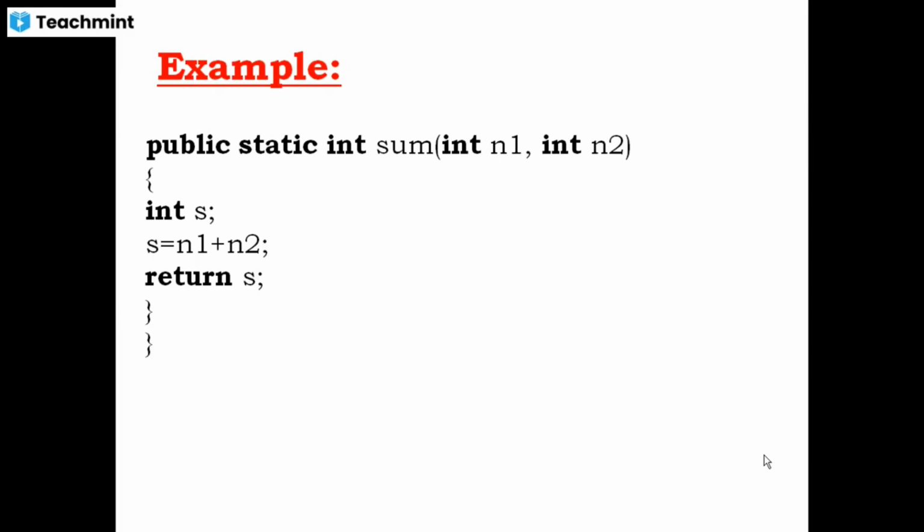We want the sum of two numbers. The first number is n1 and the second number is n2. These are the variables for the two numbers. And then s is the sum, which will store the addition of these two numbers, s is equal to n1 plus n2. And finally, we are returning the value of s to our main program. So by this, we can make our own user-defined function.